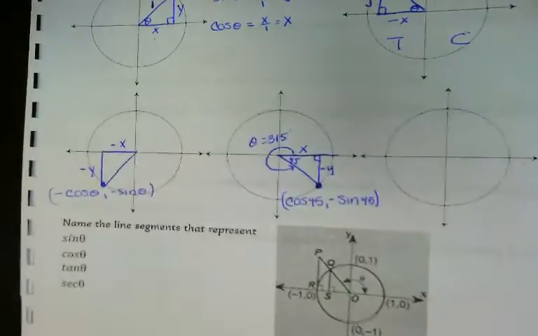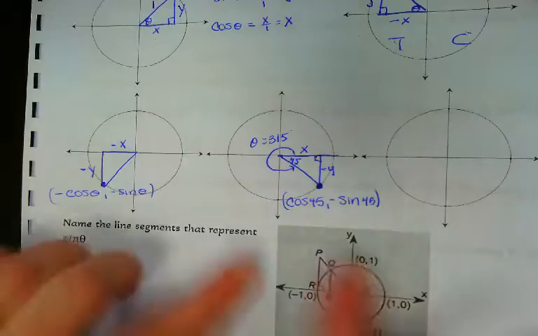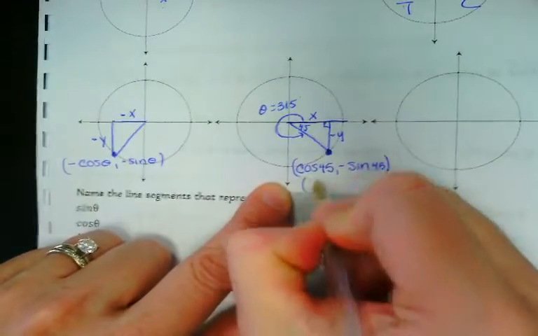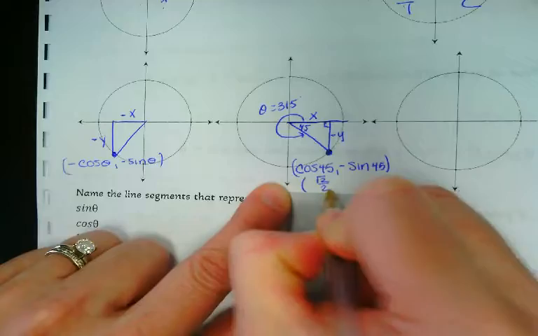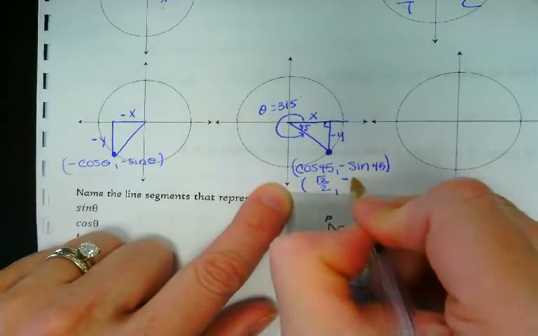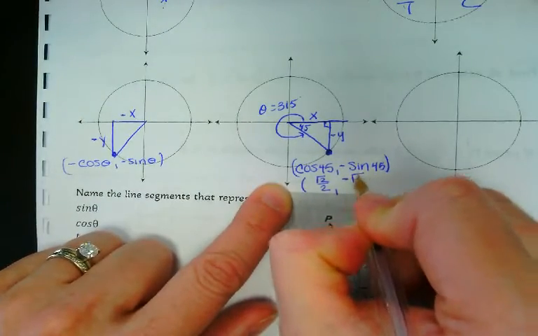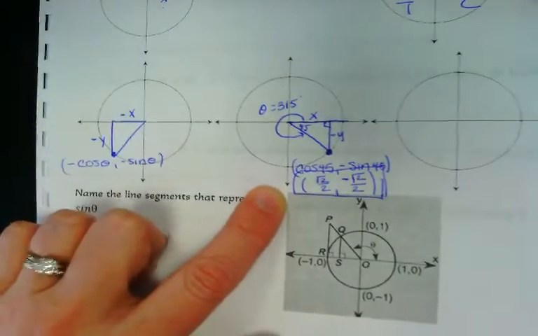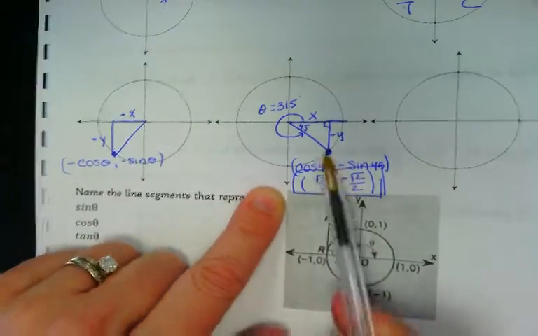Now you know this coordinate because you know these answers. So you should know this. What is the cosine of 45? Root 2 over 2, comma, negative, what's the sine of 45? Root 2 over 2. And that is the coordinates of that point. That's what you're going to be asked to find most of the time, are the coordinates of that point.